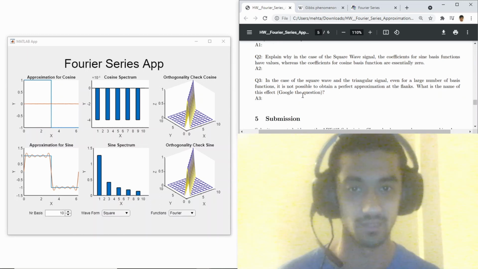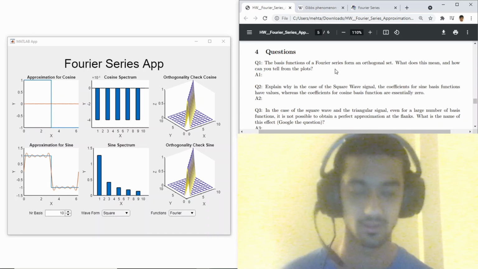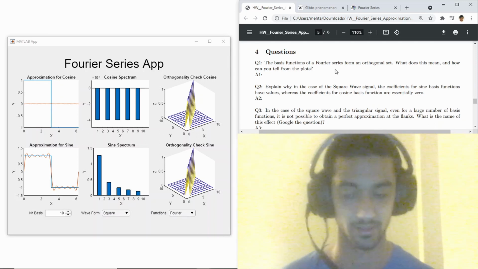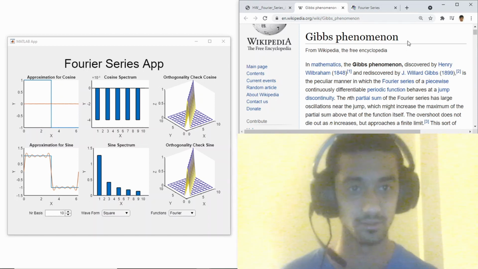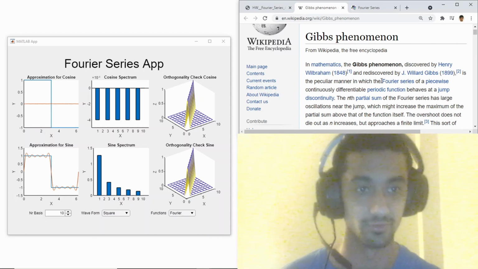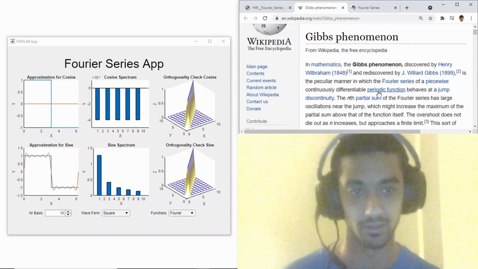And the third question we have is, in the case of the square wave and the triangular signal, even for a large number of basis functions, it is not possible to obtain a perfect approximation at the flanks. What is the name of this effect? And that's the Gibbs phenomenon. As you can see here, the Gibbs phenomenon is the peculiar manner in which the Fourier series of a piecewise continuously differentiable periodic function behaves at a jump discontinuity.